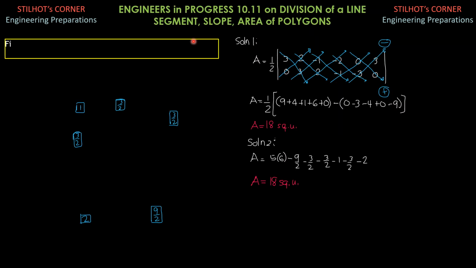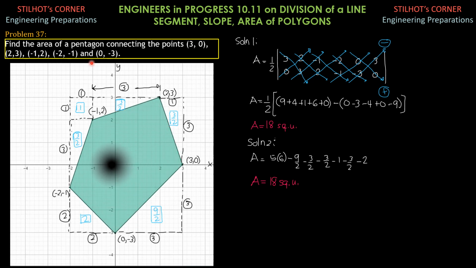And this is the last problem. Find the area of a pentagon connecting the points 3, 0, 2, 3, -1, -2, -2, -1, and 0, -3. So plotting these points and checking if the points are arranged in counterclockwise direction. So 3, 0, 2, 3, -1, -2, -2, -1, 0, -3. So the points are in counterclockwise direction.